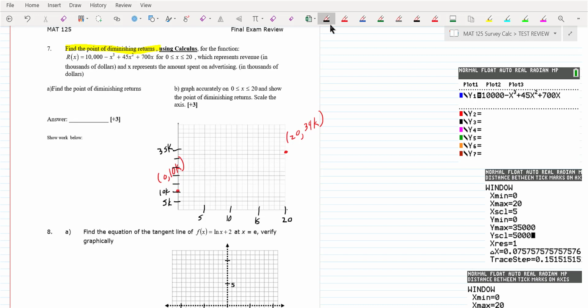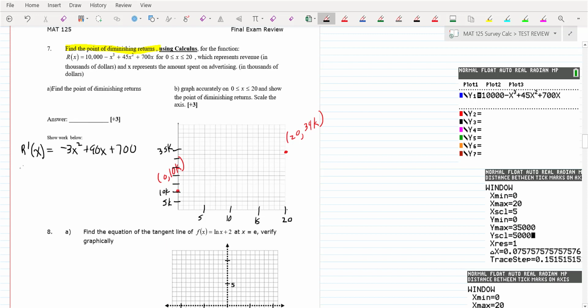Second derivative, set to 0. You're looking at an inflection point. You're looking at where the concavity changes. So what you need to do on this is the second derivative because you're looking at an inflection point. The first derivative is negative 3x squared plus 90x plus 700.